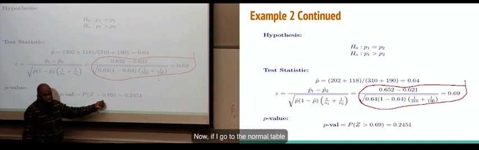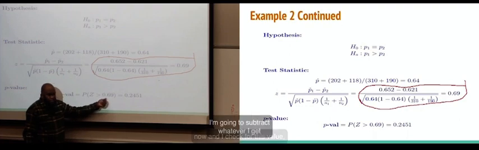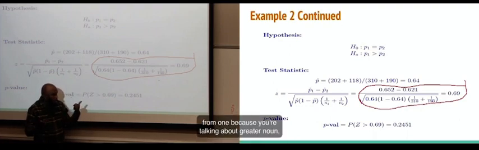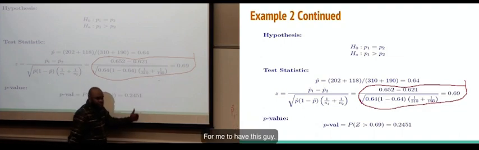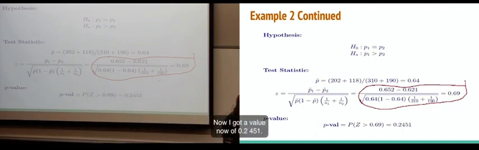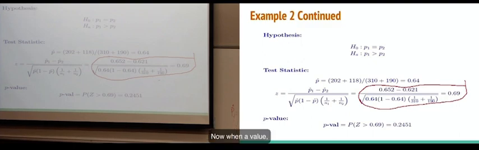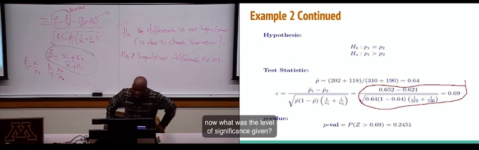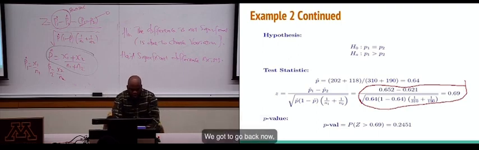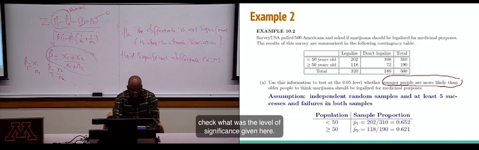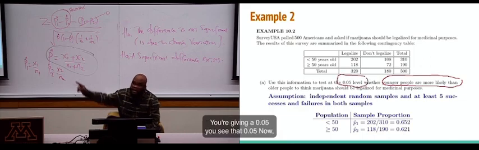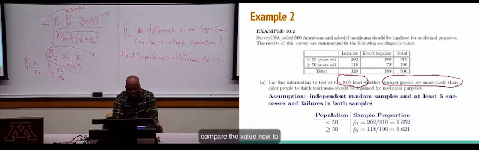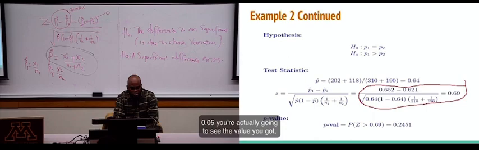Now, if I go to the normal table and check for this value, I'm going to subtract whatever I get from 1, because it's talking about greater than. Now I got a p-value of 0.2451. Now what was the level of significance given? We have to go back and check. Here you are given 0.05. You see that? 0.05. Now compare the p-value to 0.05.